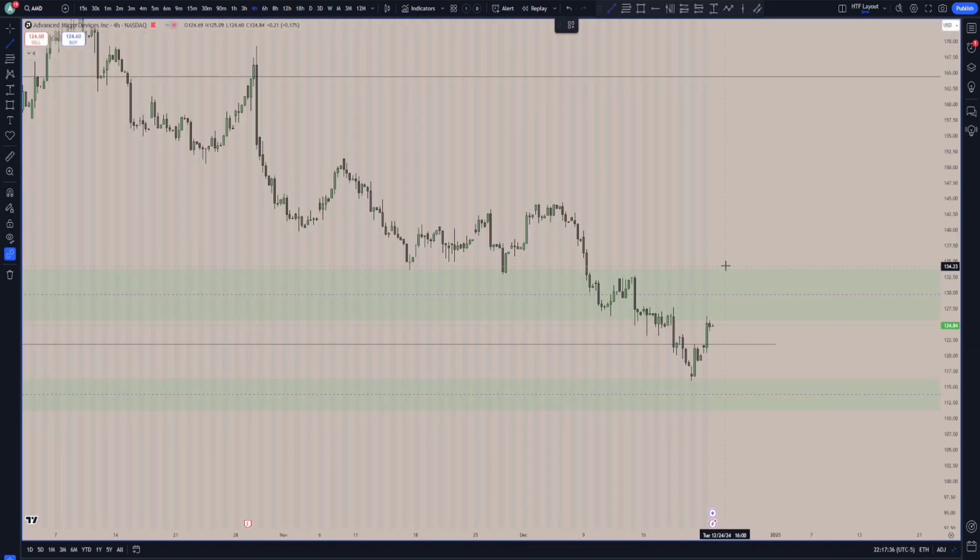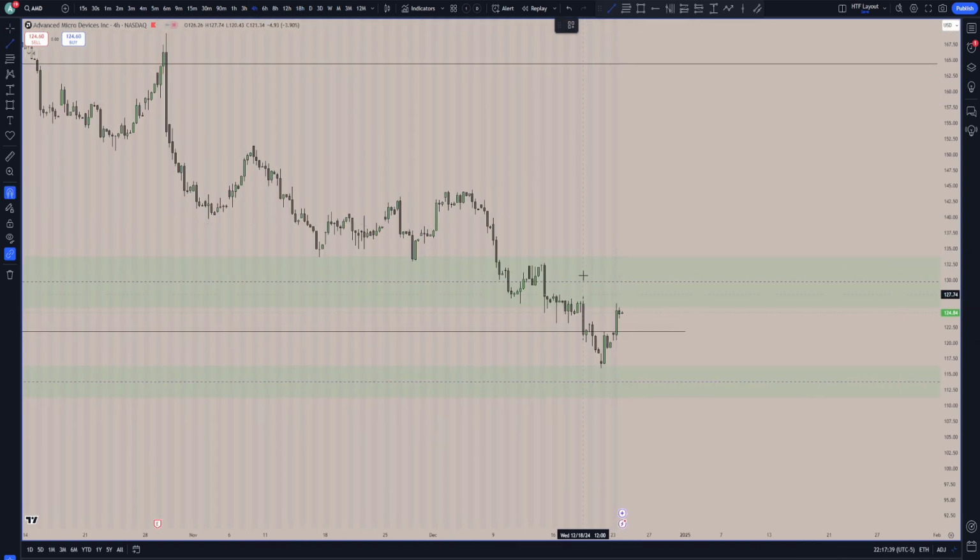Let me go down to the 4-hour. I want to see price close above 127.74, and keep in mind, this green range is that monthly fair value gap, right? If we're looking at a monthly fair value gap, we're looking at a close above that monthly fair value gap. If it was a weekly one, we would have been looking for a weekly candle to close above that, right? This is very, very important.